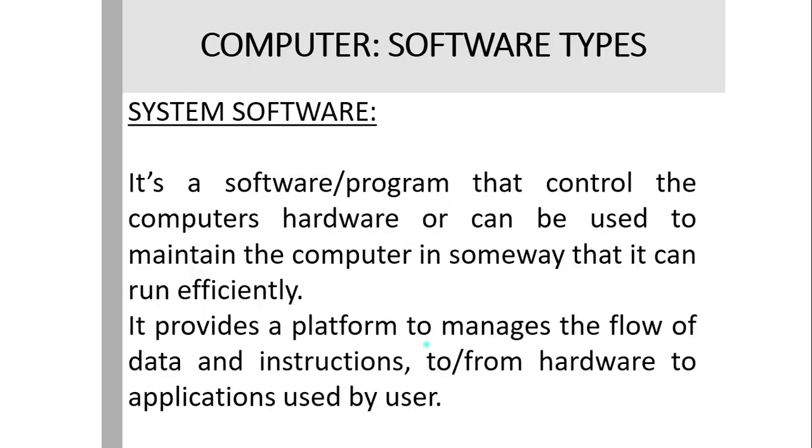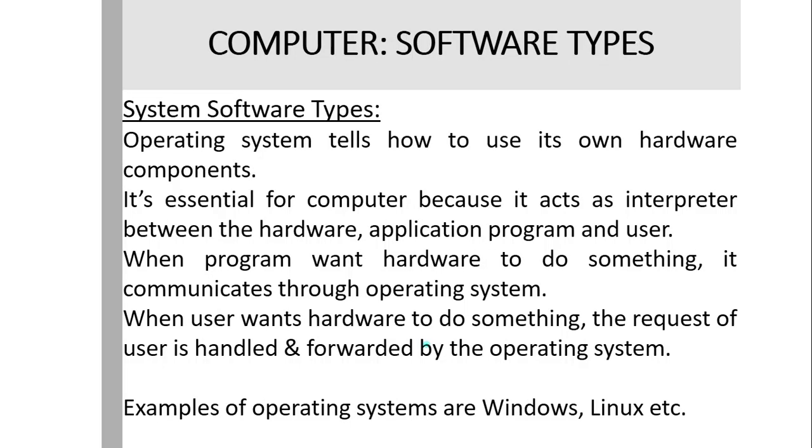System software is a software or a program that controls the computer hardware and can be used to maintain the computer in some way that it can run efficiently, right? It provides a platform to manage the flow of data and instructions to and from hardware to application used by the user. System software is further divided into three categories as discussed in the previous diagram: operating system, network operating system, and utility programs. So let's start with the first one, called operating system.